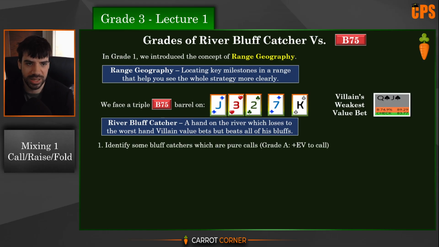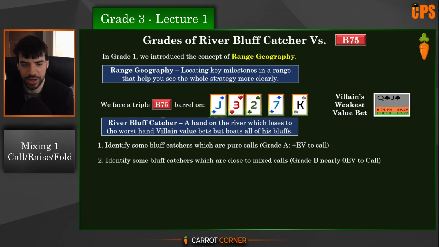Some questions for you guys then. Firstly, can we identify some bluff catchers which are pure calls? This means hands that only beat bluffs and lose to all value, but are plus EV calls. These are grade A. Can we identify some bluff catchers which are close to mixed calls? If the solver pure calls a hand or pure folds a hand, but it thinks the EV difference is just tiny, we can ignore that and actually think of that as a mix.